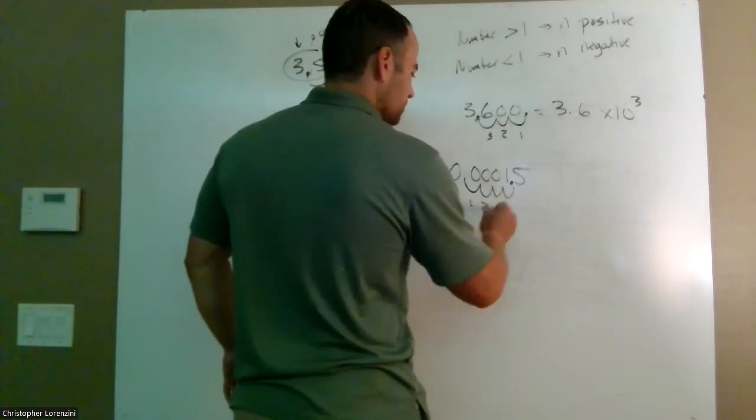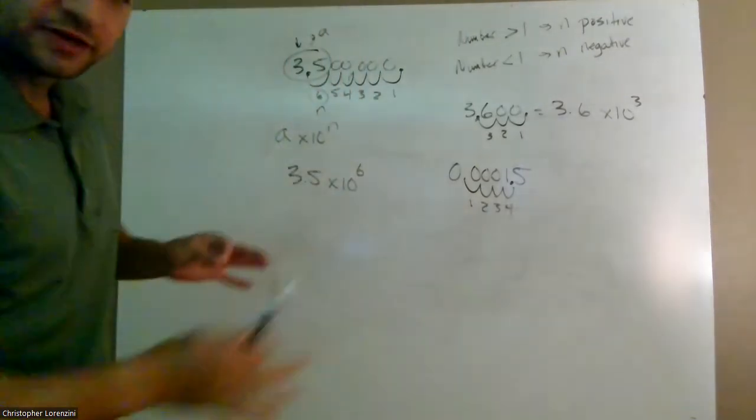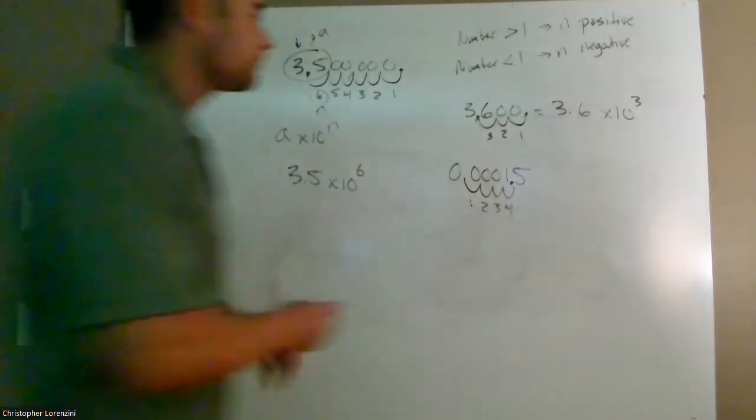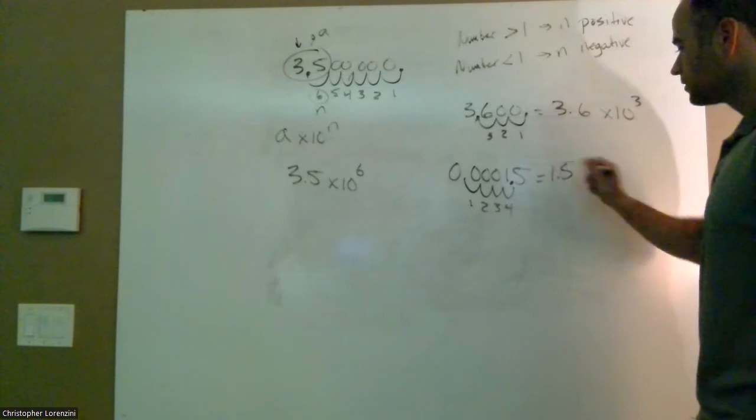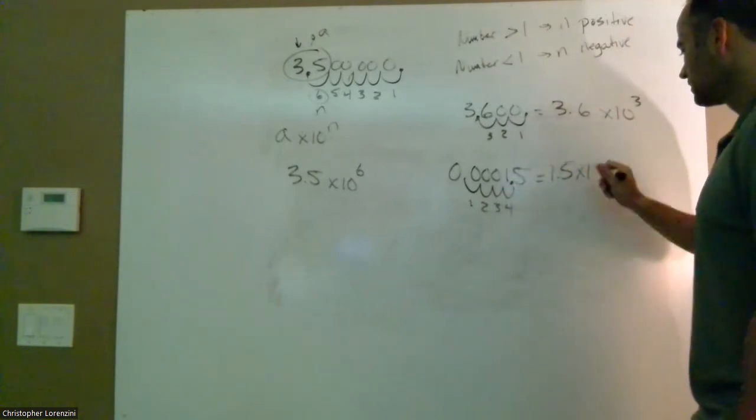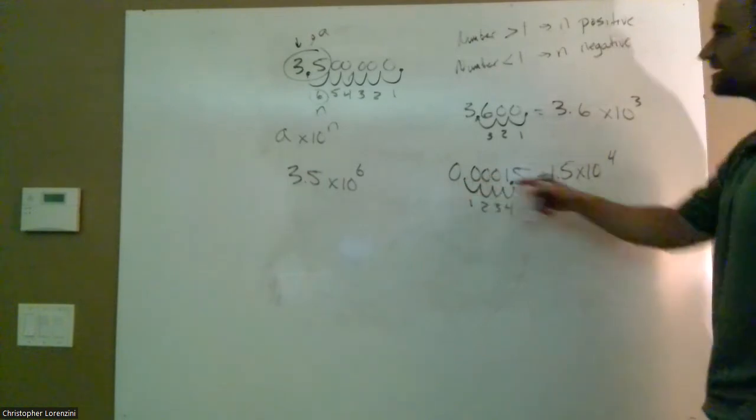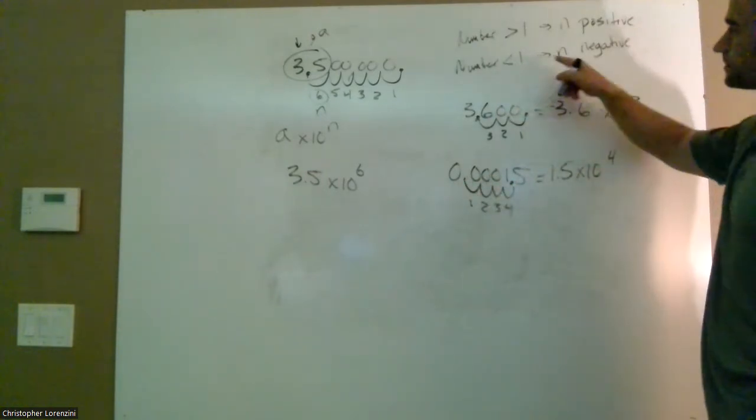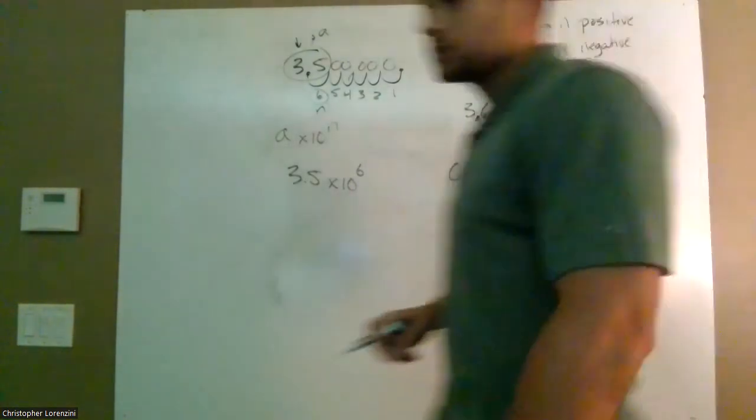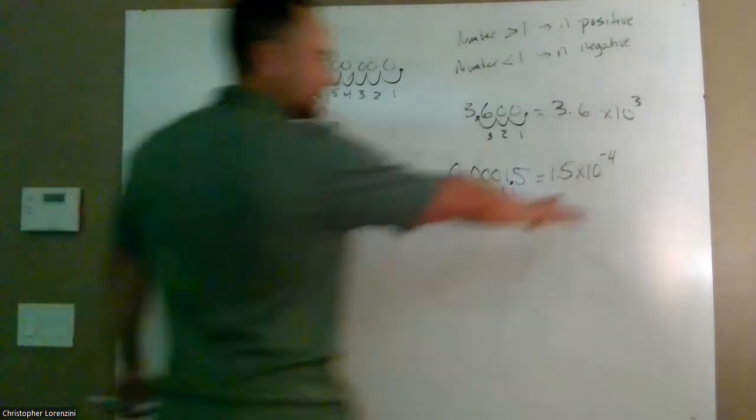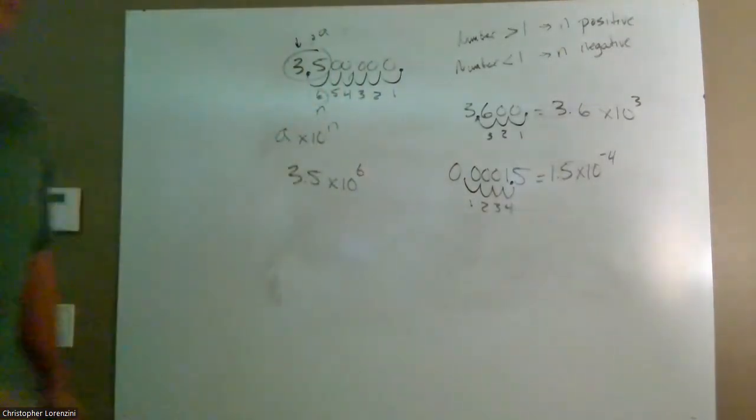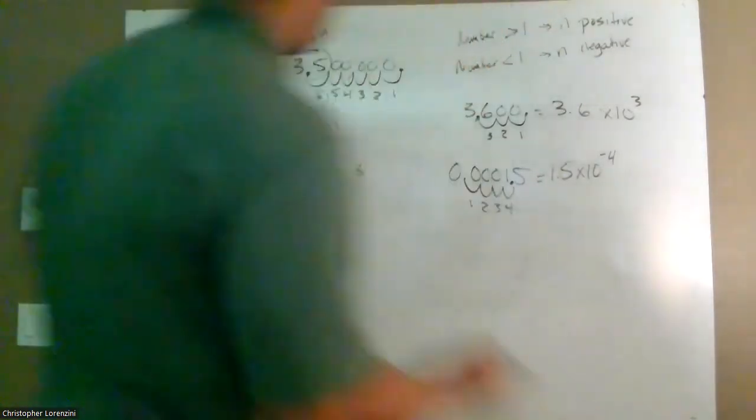1, 2, 3, 4. So I'm moving this 4 digits. That means my exponent is going to be a 4. My A is going to be formed by this right here, 1.5, times 10 to the 4th. But because this number was less than 1, my exponent is going to be negative. So this becomes 1.5 times 10 to the minus 4. And so that's how we differentiate between positive and negative exponents. The negative exponent is going to tell me that my original number is much smaller than 1 from the start.